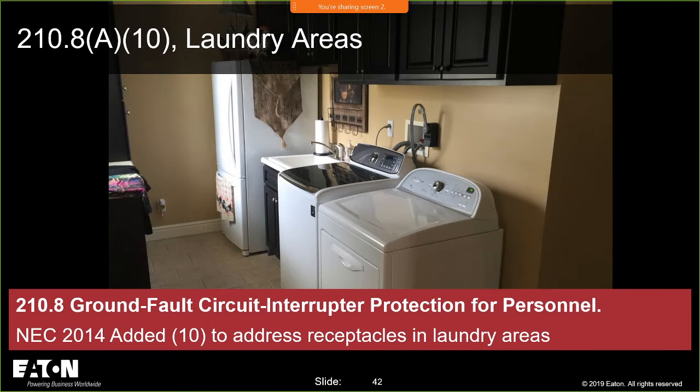We changed that definition, put sink in front of basin. We added 10 to address receptacles in laundry areas. And I'll tell you what, a manufacturer came to Code-Making Panel 2, and they opened the kimono, so to speak, and said, look, guys, we are having issues when we tote these appliances from house to house to house. That's my washer and dryer. That washing machine is metal, and it has water in it, and it shakes all day, vibrating every time we're washing clothes. And if I have a fault inside there, I need protection.